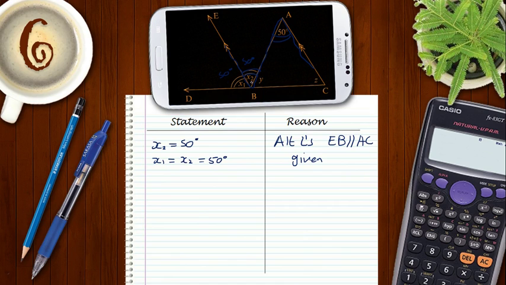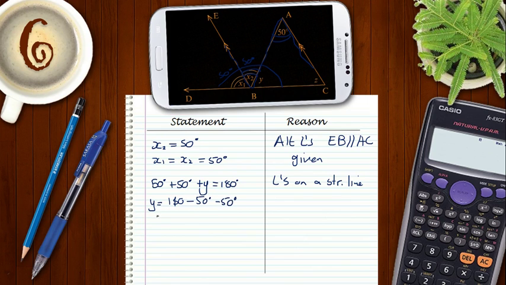And then we need to solve for Y. Now these three angles lie on a straight line, so therefore they will add up to 180. So we can say that 50 degrees plus 50 degrees plus Y will be equal to 180, and our reason being angles on a straight line. And then we calculate Y. So Y is then equal to 180 minus 50 degrees minus another 50 degrees. So this is just minus 100. So Y is then equal to 80 degrees.